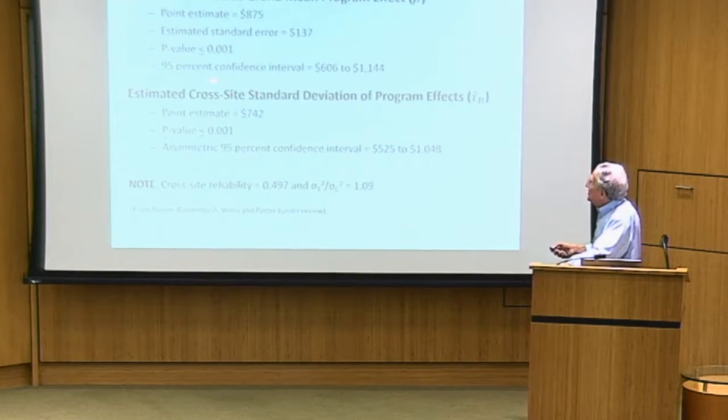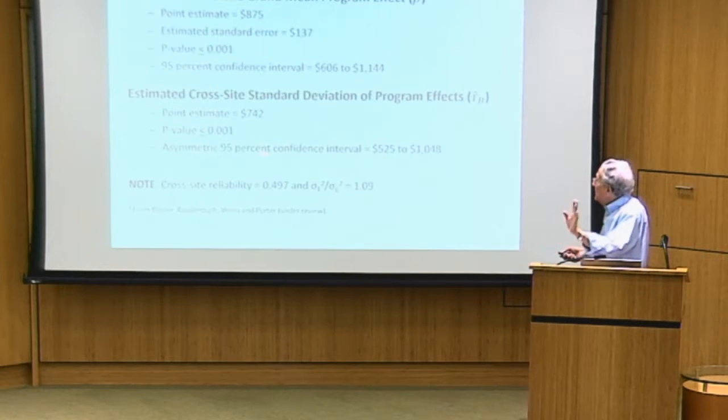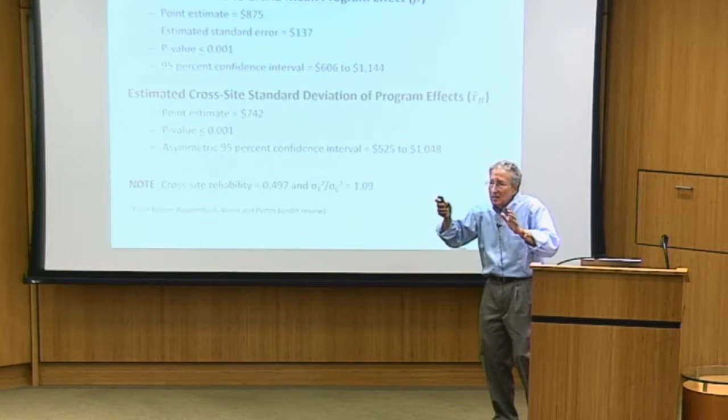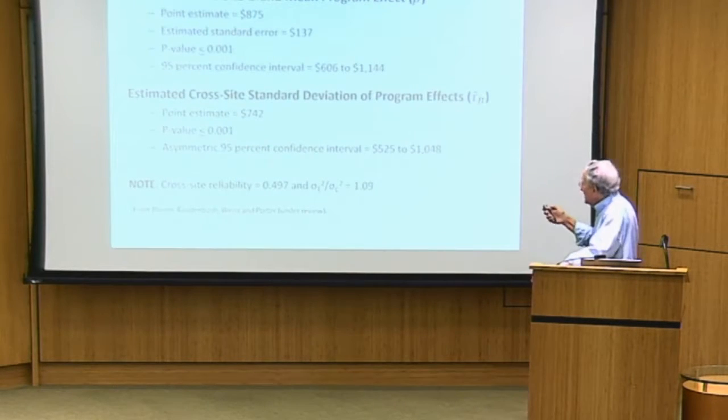Now, the new stuff, though, is the estimated cross-site standard deviation of program effects, or this tau hat. The point estimate is $742. Its p-value was well below 0.001, and we have a confidence interval estimate of 525 to 1048. That's the cross-site standard deviation in impacts. Using this model, and I'm going to show you some histograms in a minute.